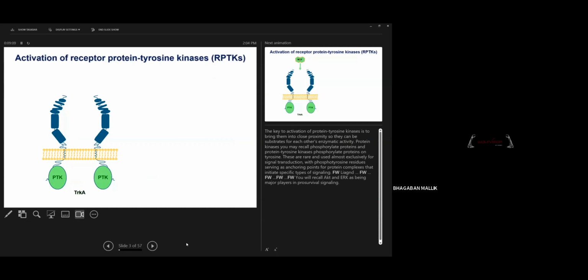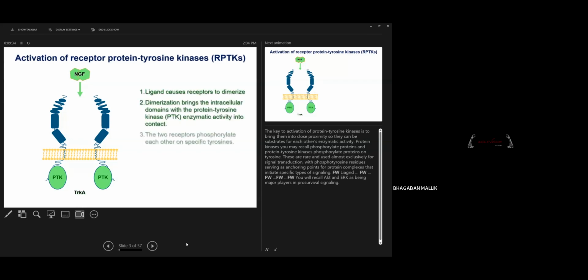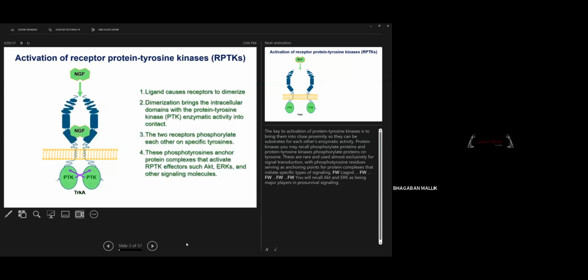So here is the typical structure of the receptor tyrosine kinases, the neurotrophin receptor TRKA. This is the extracellular domain of this receptor. This is the transmembrane domain. This is the intracellular domain. So when two neurotrophins bind to this receptor, the ligand causes the receptor to dimerize. And after dimerization, you have activation of this intracellular domain where they phosphorylate each other at the phosphotyrosine residue.